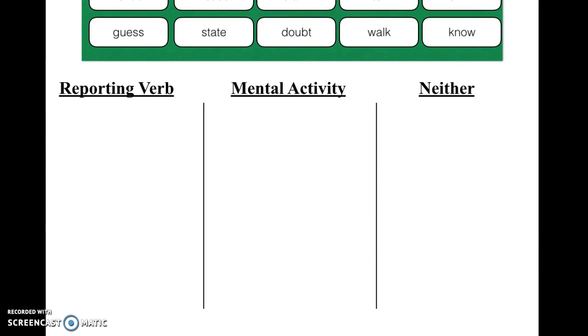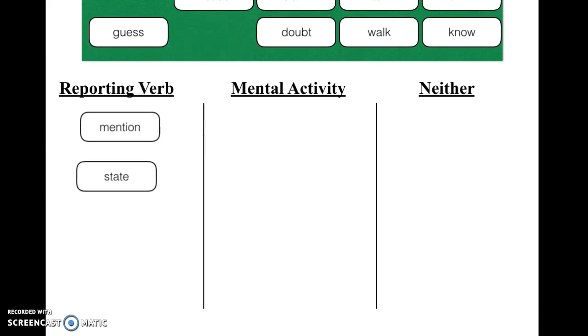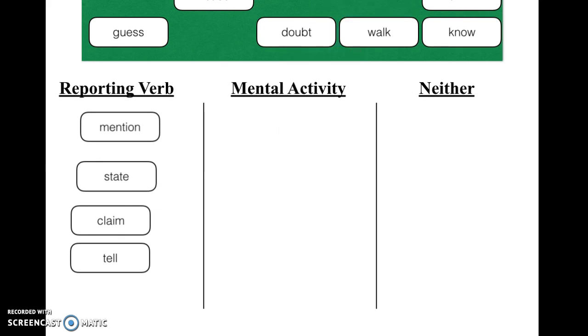We also use noun phrases beginning with that for reporting verbs and verbs that describe mental activity. So what I'd like you to do is just note down the reporting verbs from the verbs at the top. Reporting verbs are when we're reporting information we've heard to other people. Okay, so the first one is mention. So somebody mentioned that. Somebody states that. Again, these are very often used in quoting. Somebody claims that. My friend told me that.